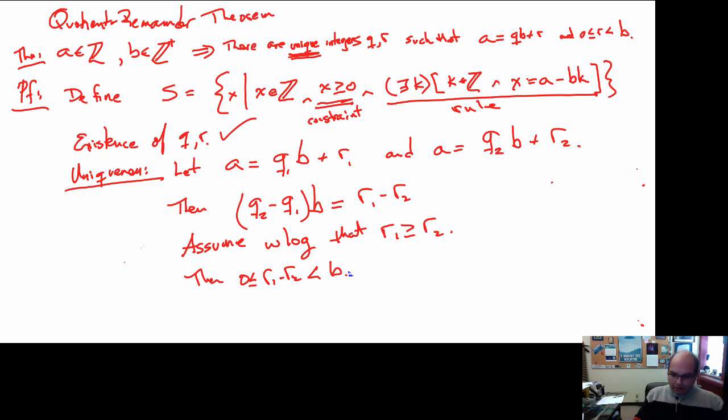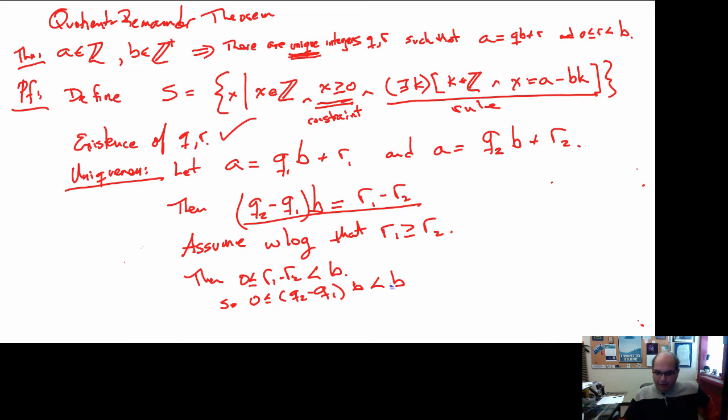All right. Now, r1 minus r2, what do we know about that? Well, r1 minus r2 is just q2 minus q1 times b, and that is less than b. Okay, this is a big moment. q2 minus q1 times b is less than b. Everything that you're seeing in front of you is an integer. In fact, b is even greater than 0. So how can this possibly happen?